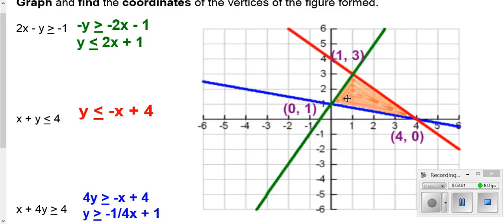Now, if you graph it accurately on a nice graph or grid, you can actually find your corner points. So you have one corner point here of 3 for your y and 1 for your x, so it's 1 comma 3 in parentheses. This corner point is 0 comma 1. This corner point is 4 comma 0. Now, if you did not graph these accurately or on a nice grid, it would be harder to get the coordinates.